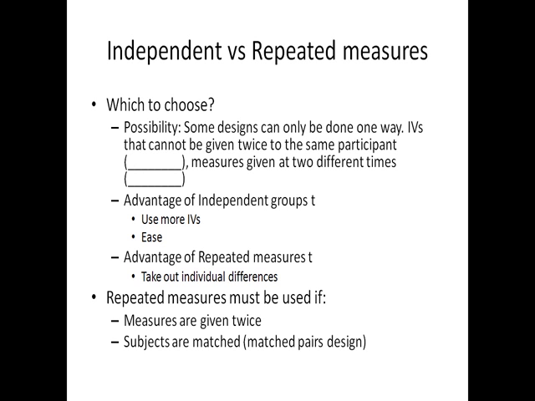So the advantage of an independent groups t is the ease with which it can be used. We can utilize more independent variables because there's no chance of crossover effects. The advantage of the repeated measures t statistic is that it removes individual differences.